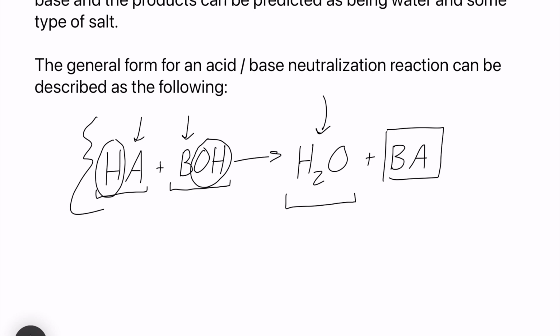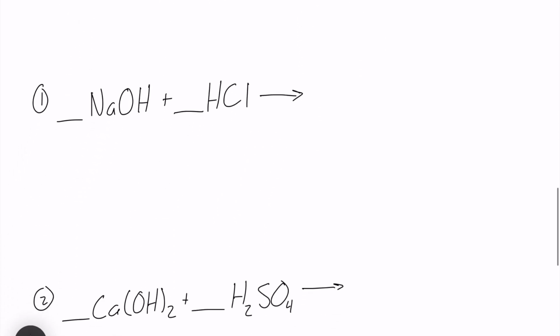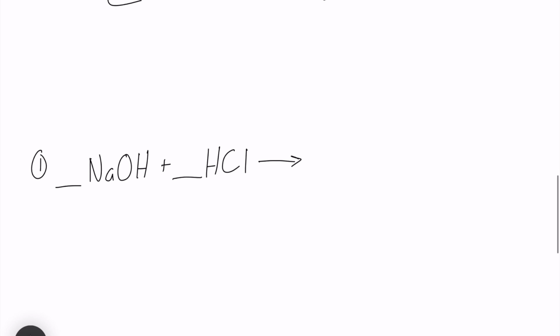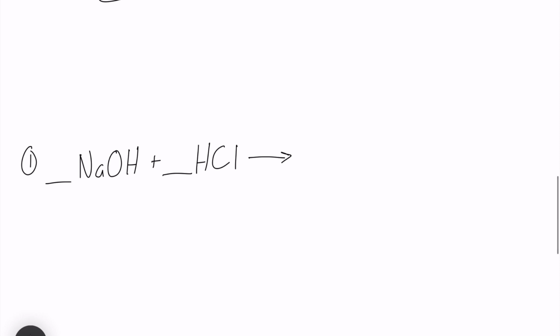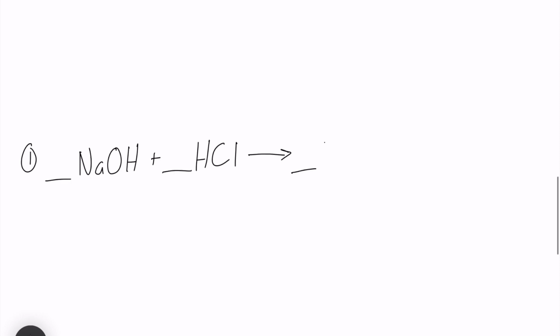I do have a couple of examples that we're going to go through here. Let's predict these products. The first one, we have NaOH, or sodium hydroxide, reacting with hydrochloric acid. Let's write down the product that we know for sure, water. Now we have to look for the cation that is bonded with our OH ion, and it looks like we have sodium right here, and our anion that is with our H+ ion is chloride.